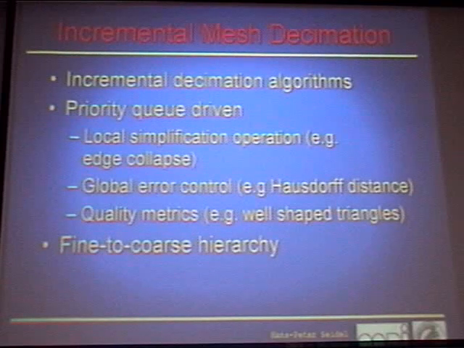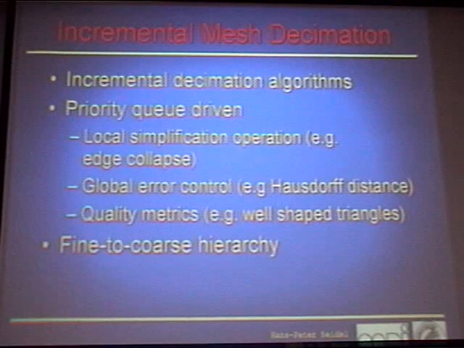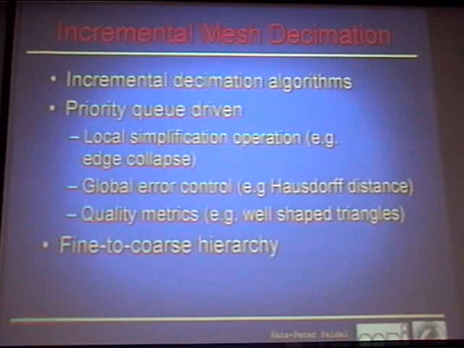So most of these algorithms are priority queue driven, and I like to think of these algorithms as consisting of 3 key ingredients. First of all, there has to be a local simplification operation, how we modify an object locally. For example, we could try to collapse 2 vertices onto each other along an edge.